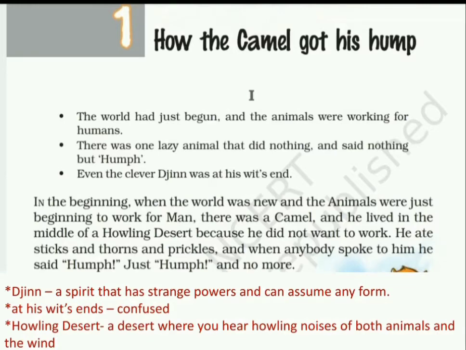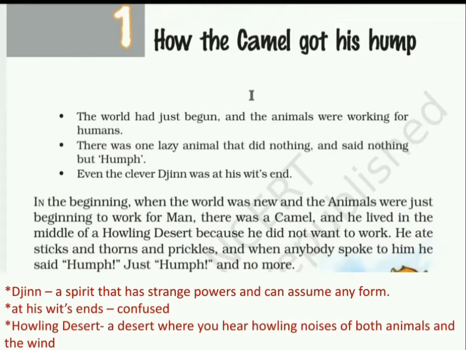Okay, so in the middle of that particular desert, this camel lived. Why did it live over there? Because it did not want to work. He ate sticks and thorns and prickles. So what are these sticks? Sticks, you all know it. Prickles refers to the small thorns. It ate those things in order to fill its stomach.